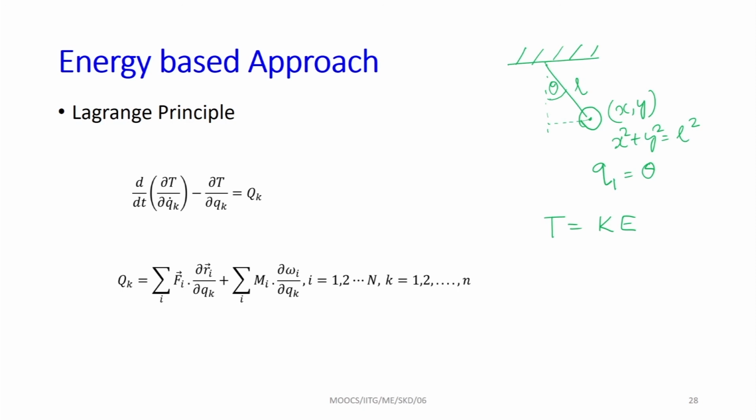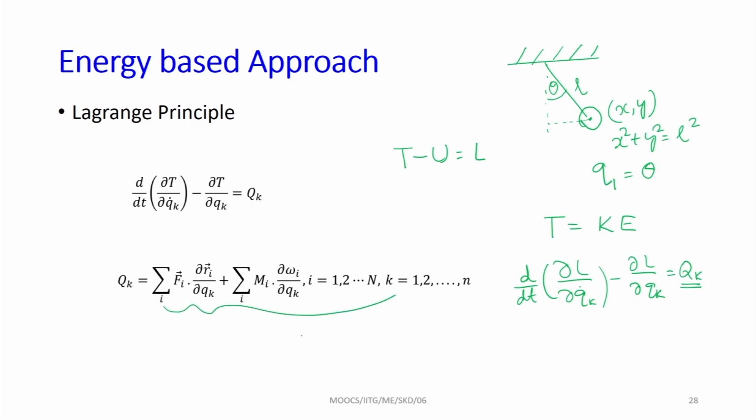So, d by dt of del T by del q k dot minus del T by del q k equal to capital Q k. Here, by taking T minus U equal to L, that is the Lagrangian of the system, this equation can also be written as d by dt of del L by del q k dot minus del L by del q k equal to capital Q k. So, this is the generalized force.